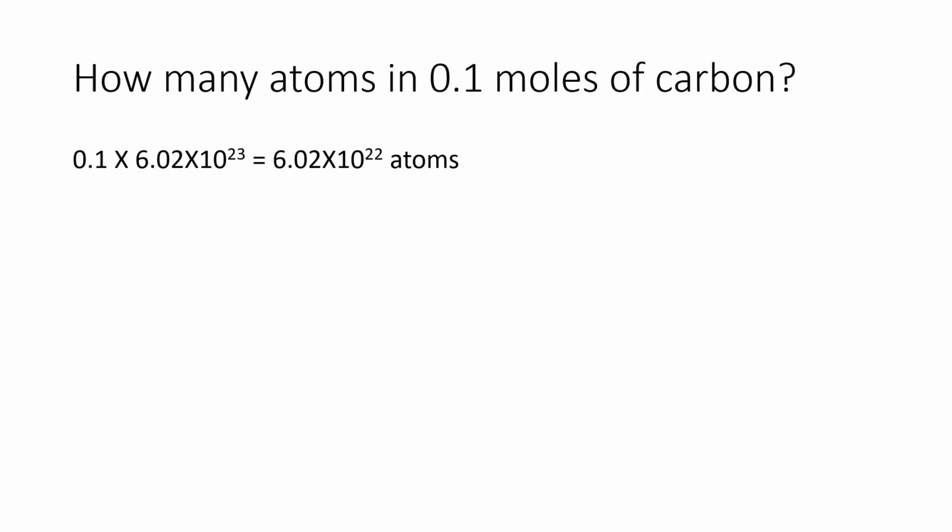So let's try a quick example. How many atoms are in 0.1 moles of carbon? Well, if we know that 1 mole is equal to 6.02 times 10 to the power of 23, and we want to know how many atoms are in a certain number of moles, we can simply take that number of moles and multiply it by 6.02 times 10 to the power of 23, which in this case would give us 6.02 times 10 to the power of 22. This is a straightforward calculation. They can ask you how many atoms are in a certain number of moles in your exam, though it's not one of the most common questions.